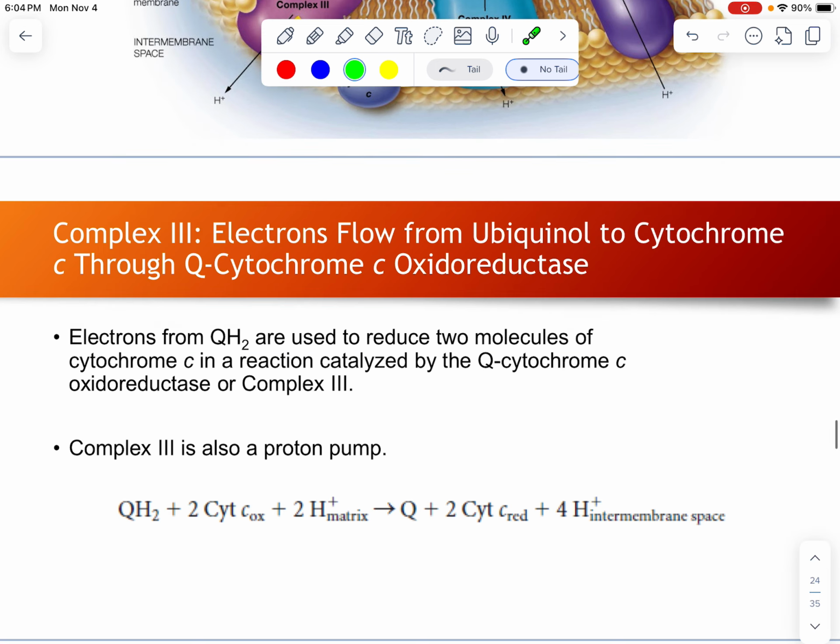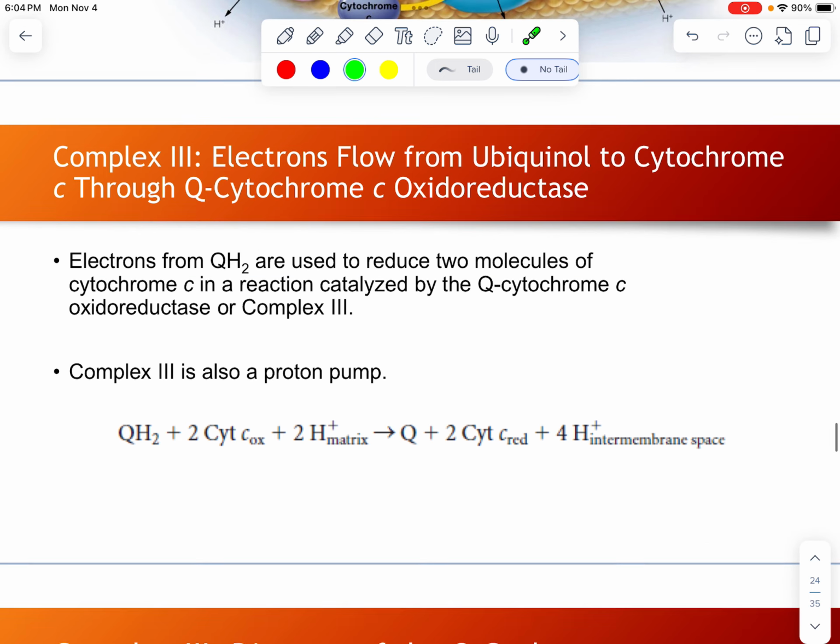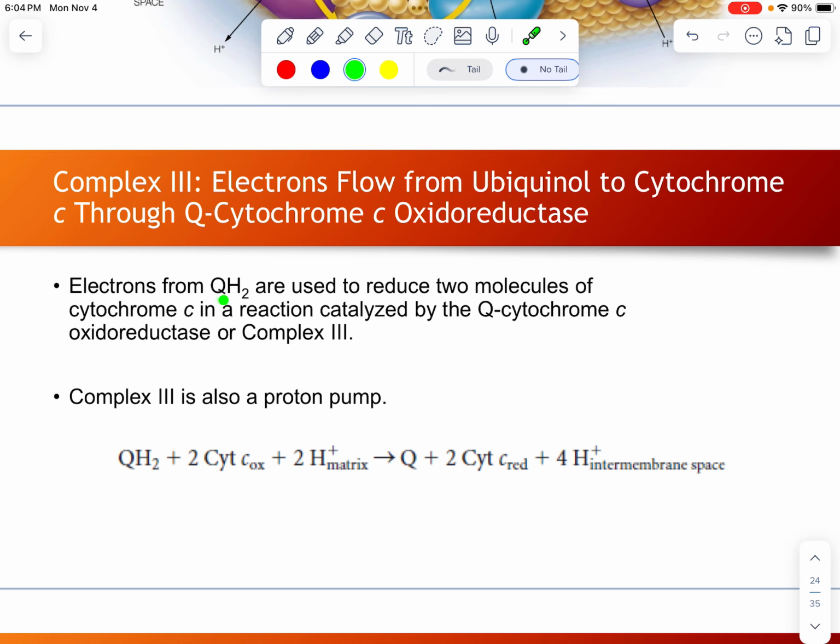All right, so complex 3. Electrons from ubiquinol are used to reduce 2 molecules of cytochrome C in a reaction catalyzed by Q cytochrome C oxidoreductase. If we look at the overall reaction, you'll see it's also a proton pump. We start with QH2 and 2 protons in the matrix, and we end up with 4 protons in the inner membrane space. So we're definitely helping set up our proton gradient.